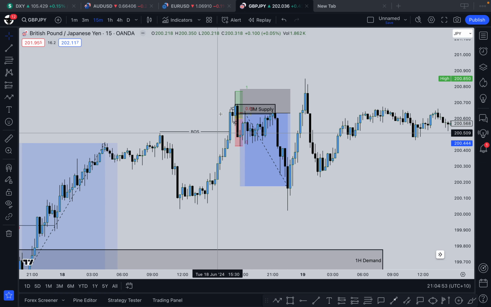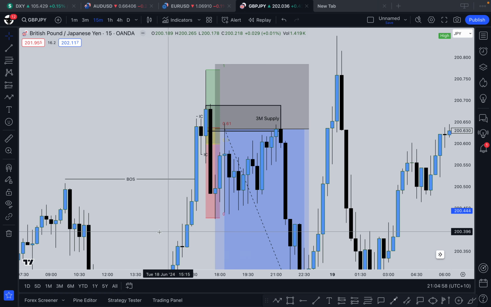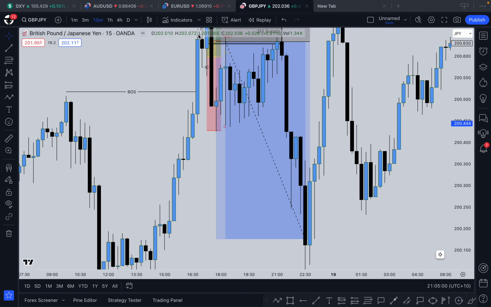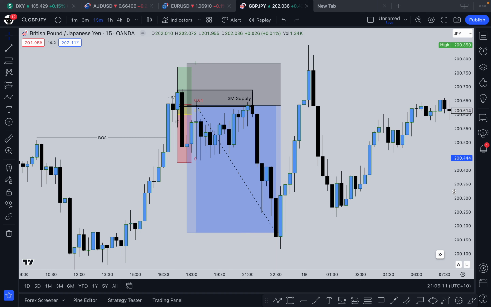So, looking on the 15-minute, what do we see? We see break of structure. It's our major break of structure. Now I'm expecting price to come down to a minimum down here, this demand zone here, minimum down to here. And I'll explain my thinking behind this trade as well.